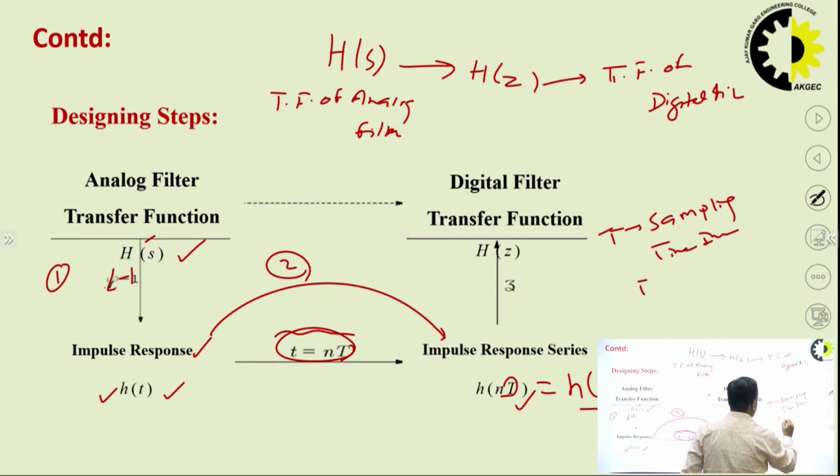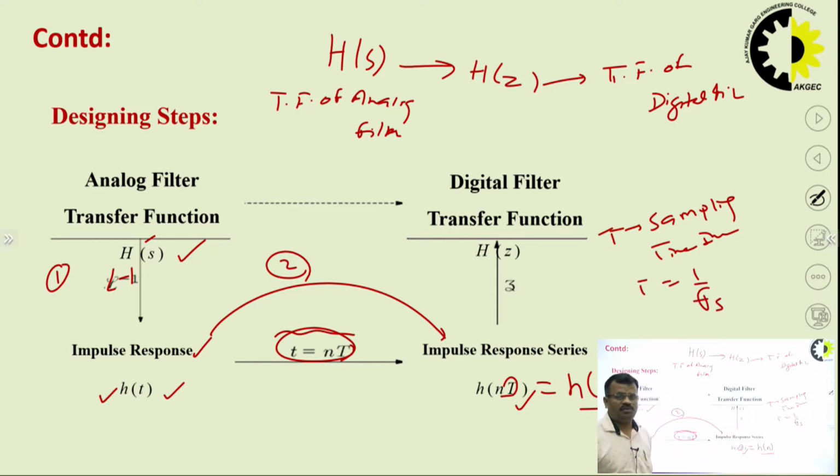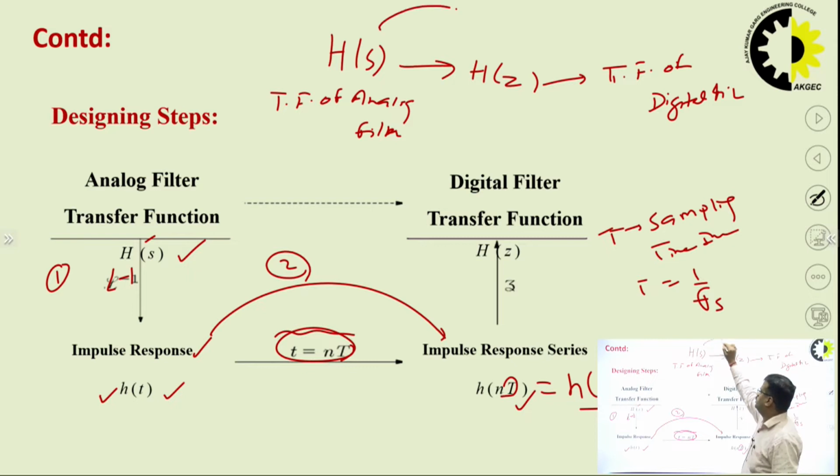Okay, that is T equal to 1 upon Fs. Fs means sampling frequency. In the last step, now you are getting h of n. What is your motive? Your motive is to convert Hs into H of z. How will you get H of z from h of n? By taking the Z transform. This is our third step.